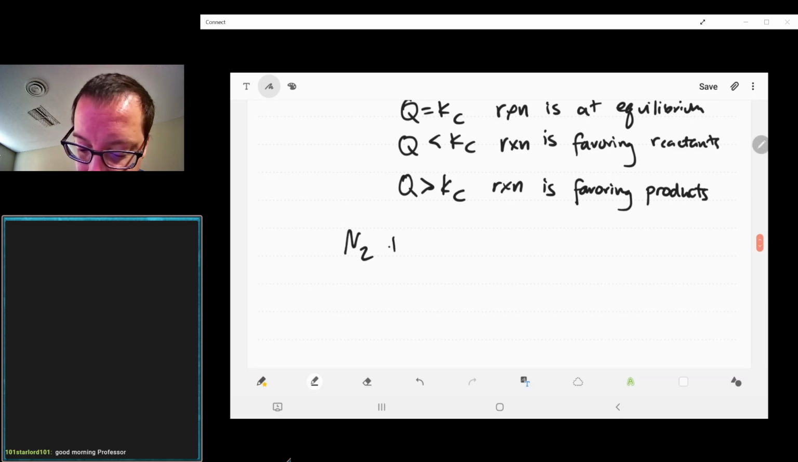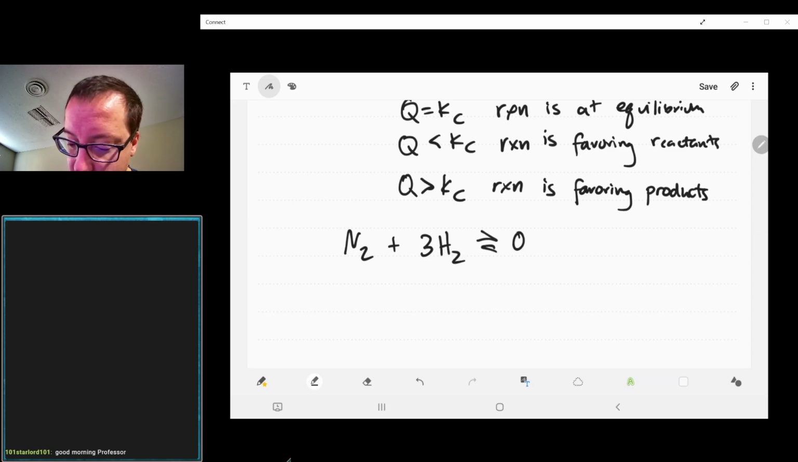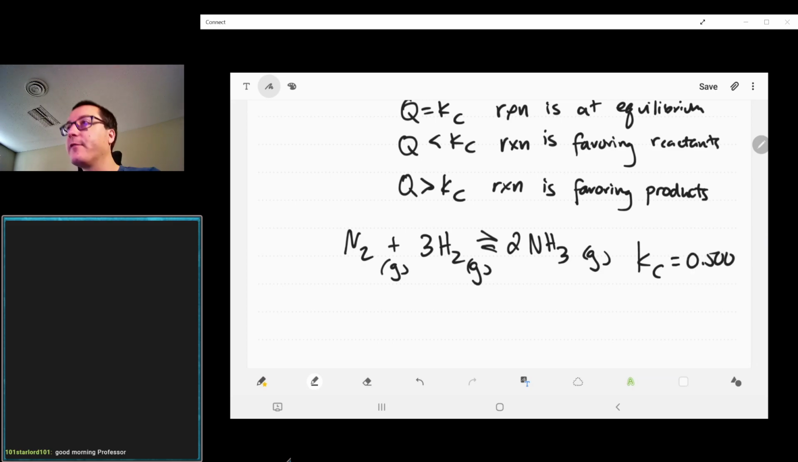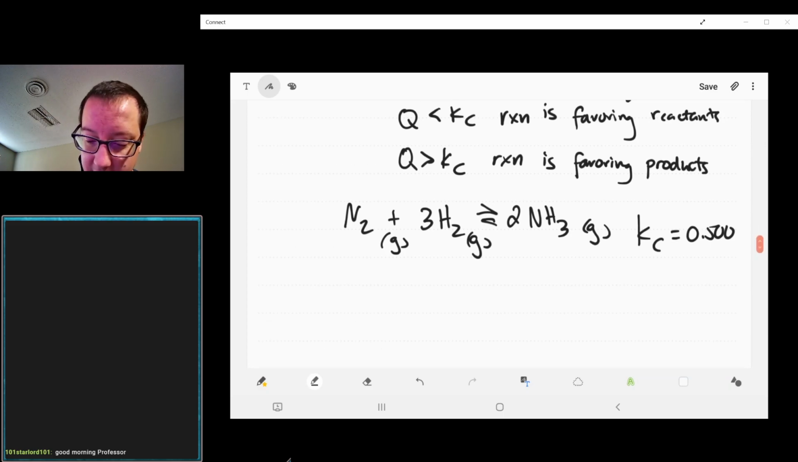So our favorite Haber process from before, 2 ammonias, all these gases, of course, and at our particular temperature, our equilibrium constant is 5. So let's see what's going to happen.